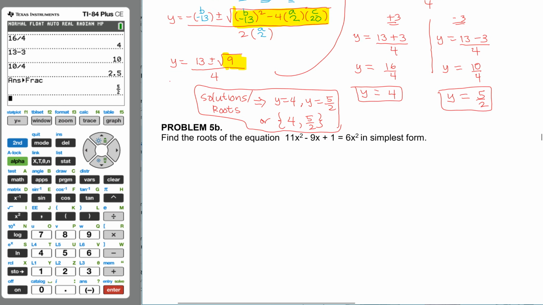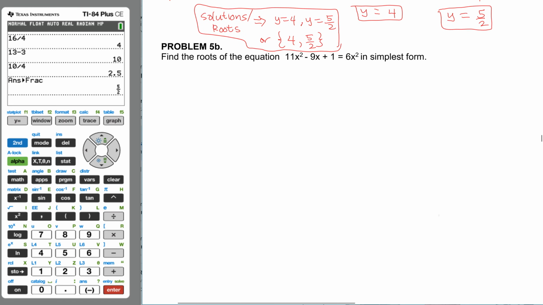Let's work now on 5b. Find the roots of the equation. So you see here, now it's using the word roots. It means find the solution of the equation. Again, it's asking here for this in the simplest form.